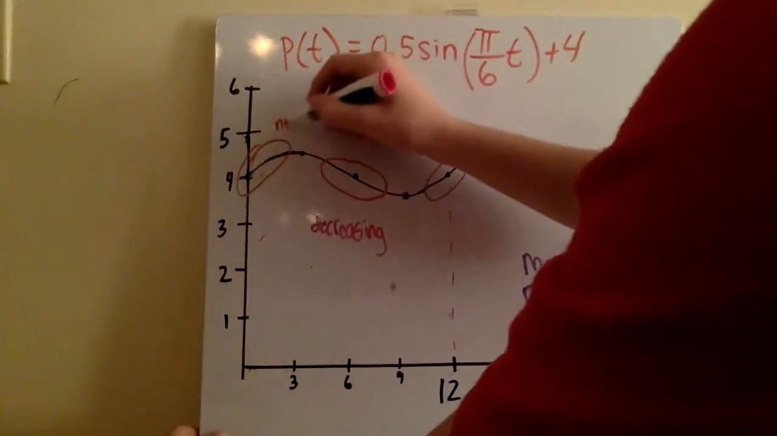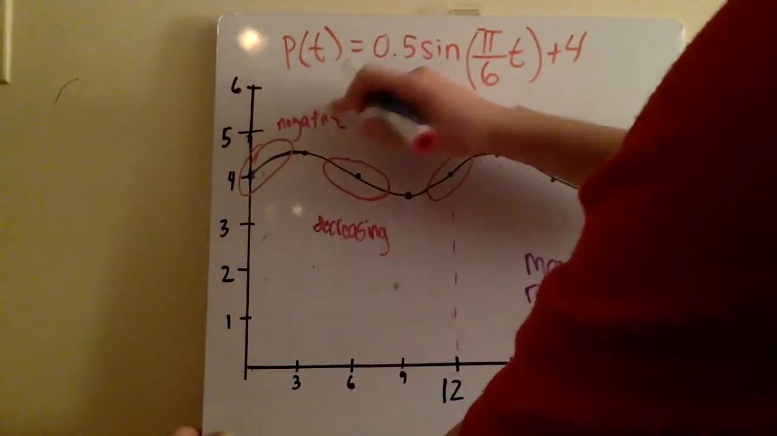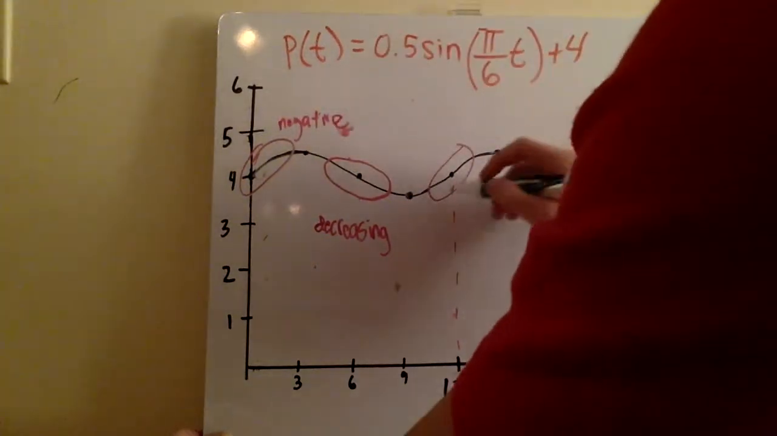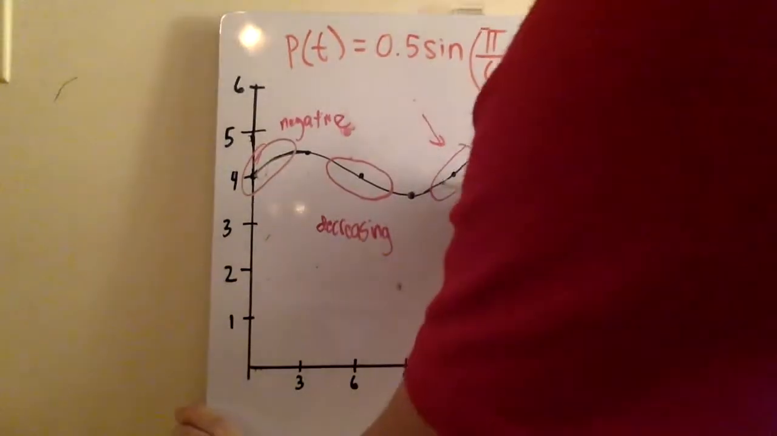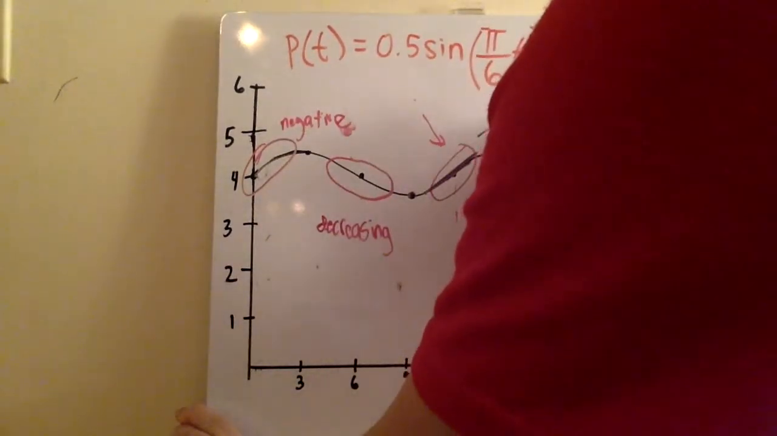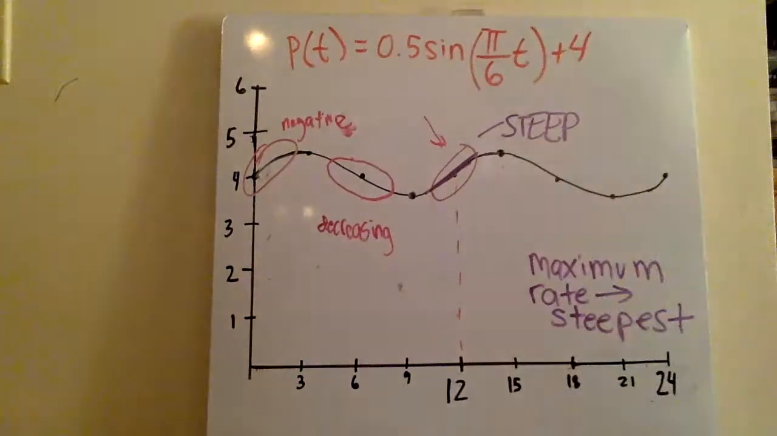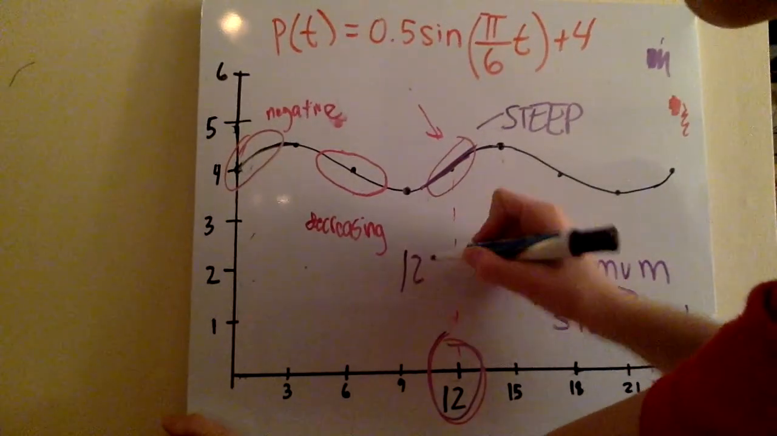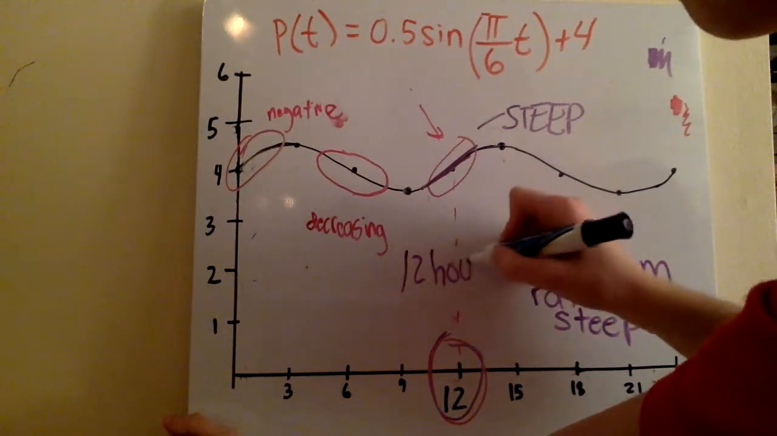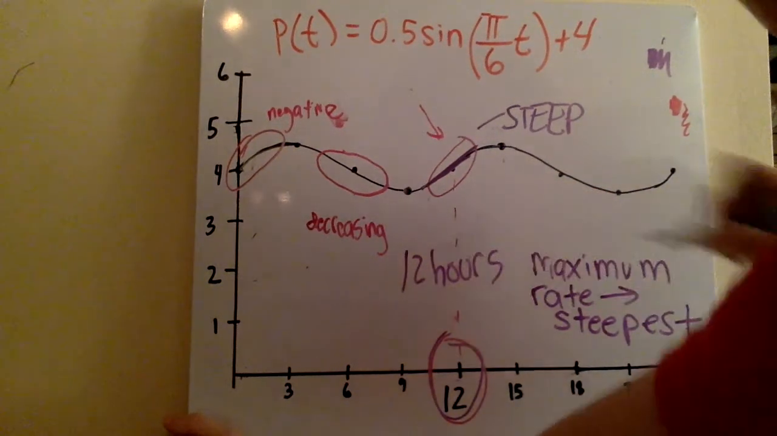We won't use this place because it would go into a negative value across the y-axis, and we will use this point. As you can see, the graph is very steep at this point. So the instantaneous point at which the graph is increasing at its maximum rate is exactly at 12 hours.